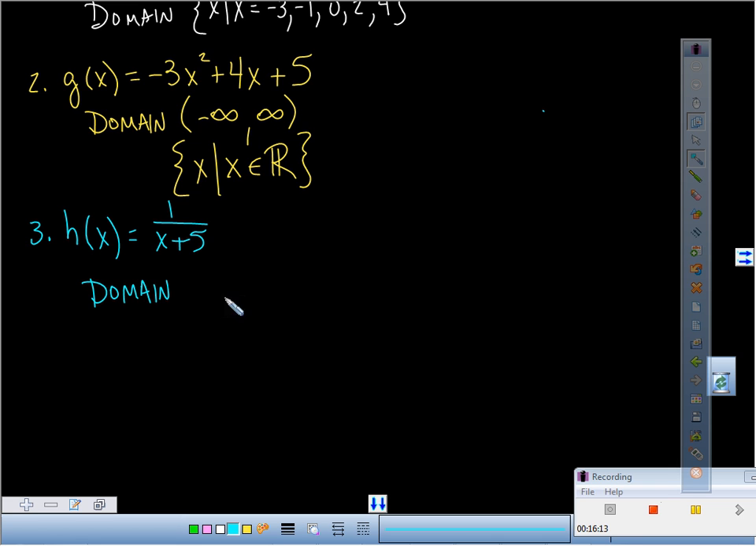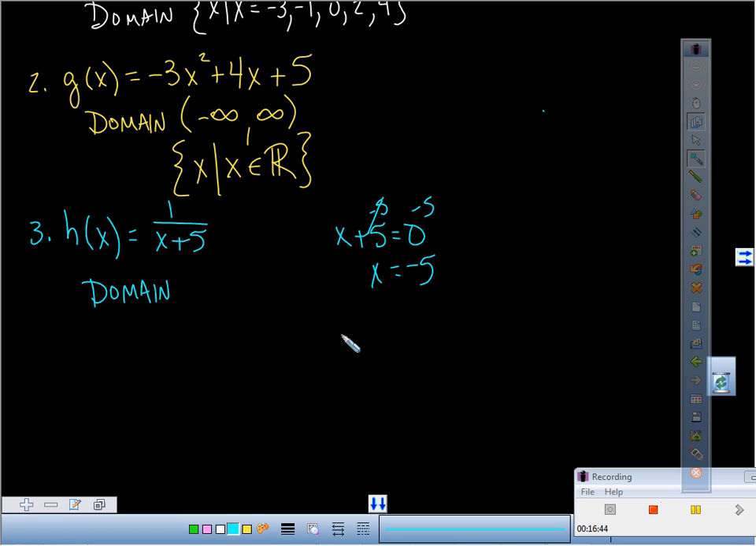Okay, so, I asked for the domain, what's the first thing you're supposed to think? Restriction. Does it have any restrictions? Yeah. What is its restriction? It has an X in the denominator. So what did your notes tell you to do? Alright, so set the denominator equal to 0, and then solve for X. So we subtract 5 from both sides, and X is equal to -5.